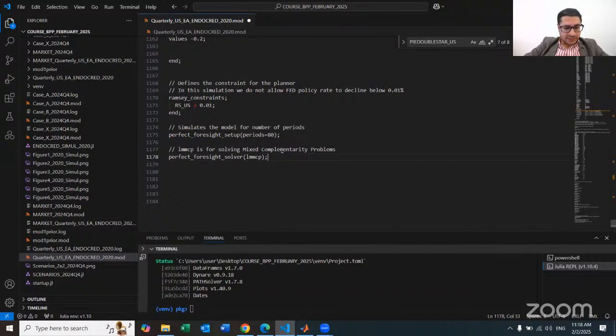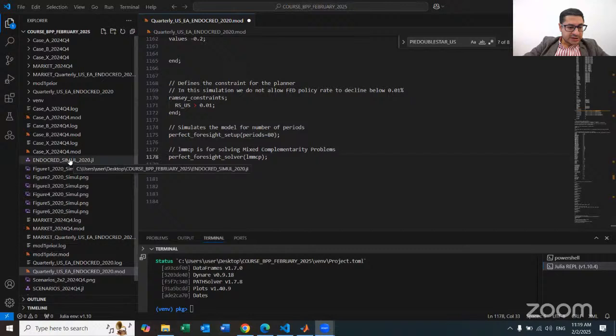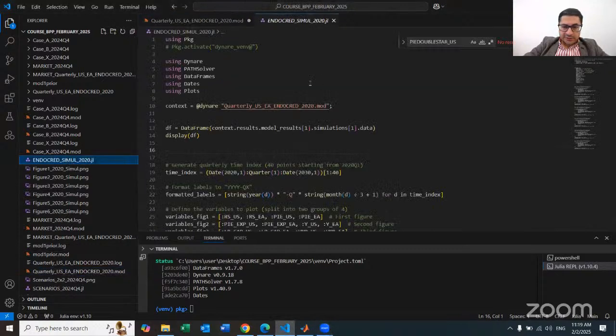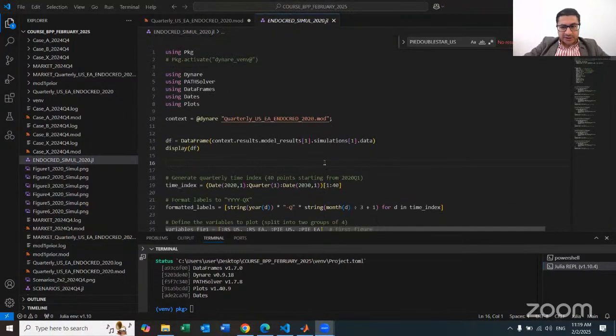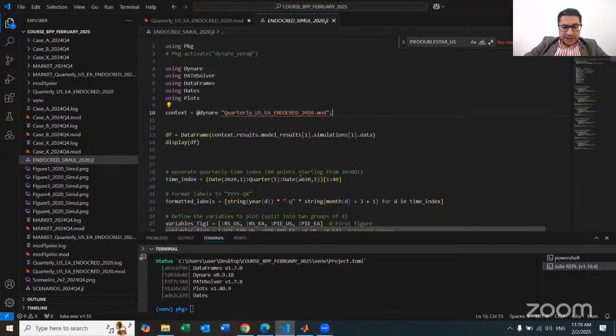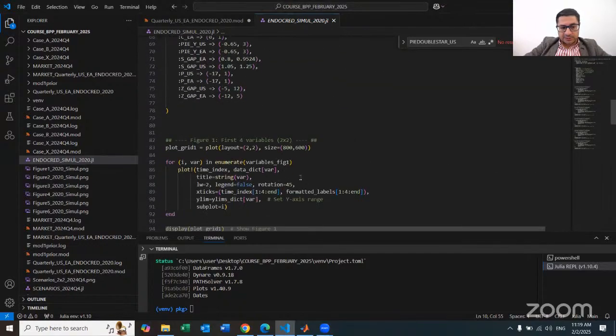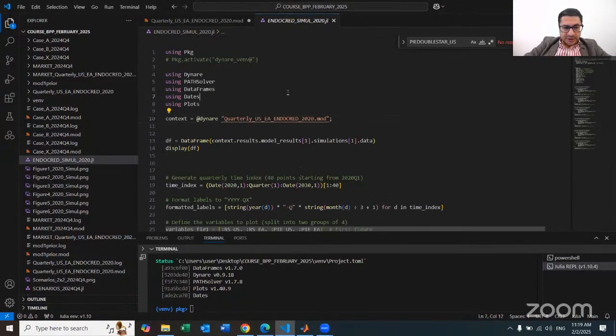Now, this is the Dynare code, but how are we running it in Julia? You should have this file, endocrat simul 2020 GL. Now this is the GL format, or Julia format. Okay, and let me go briefly. What this thing is doing is running the model, which is only one row. And then the rest of this is for reporting, how to create graphs and plots. Let me go step by step.